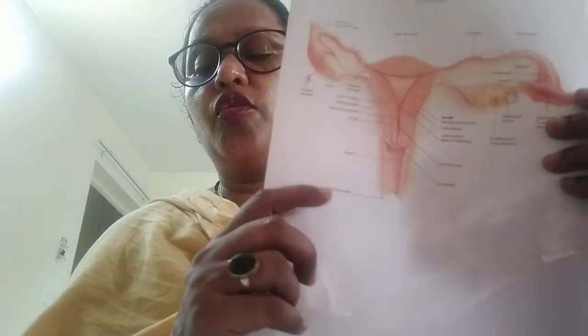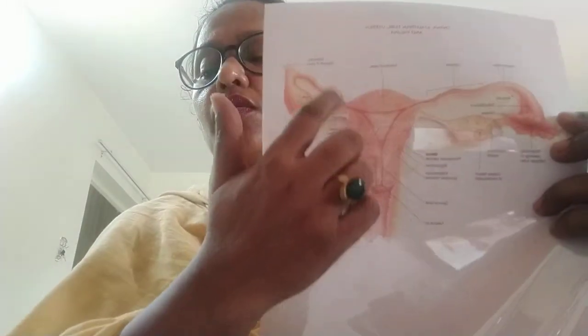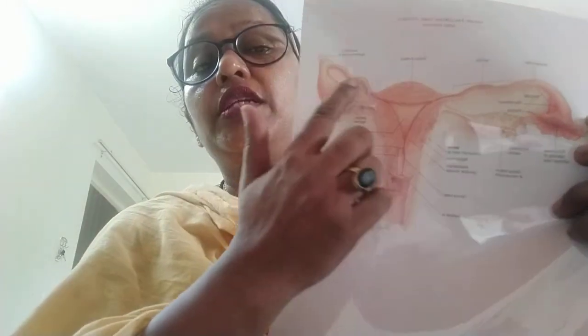Then comes the fallopian tube. These are the fallopian tubes on both sides, also called uterine tubes or oviducts.